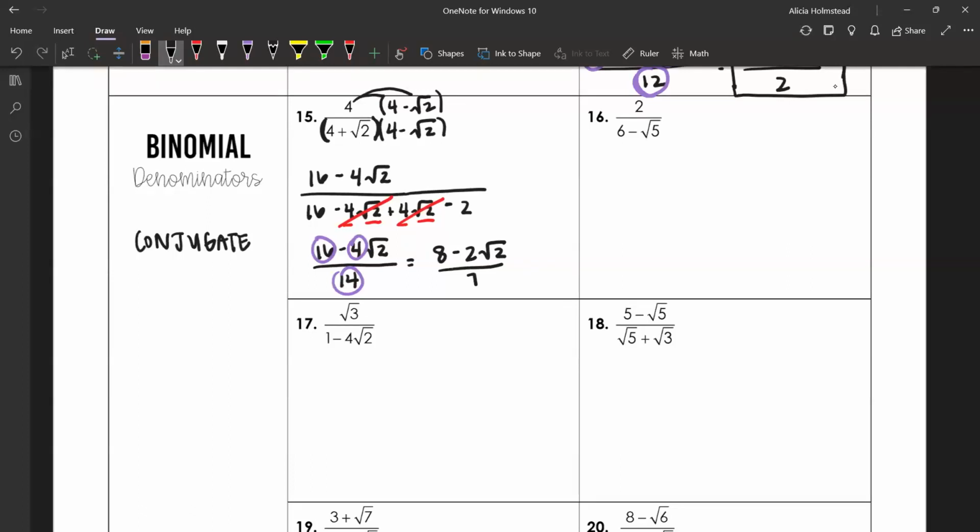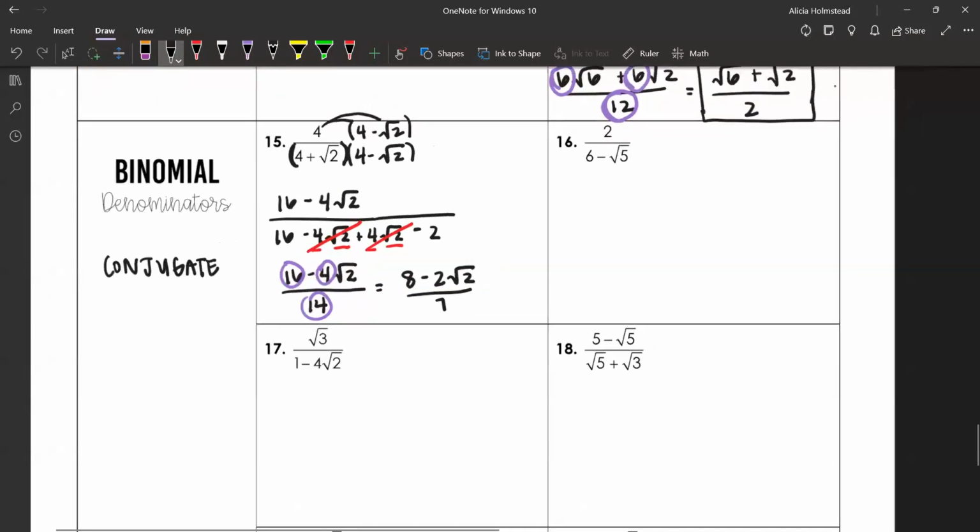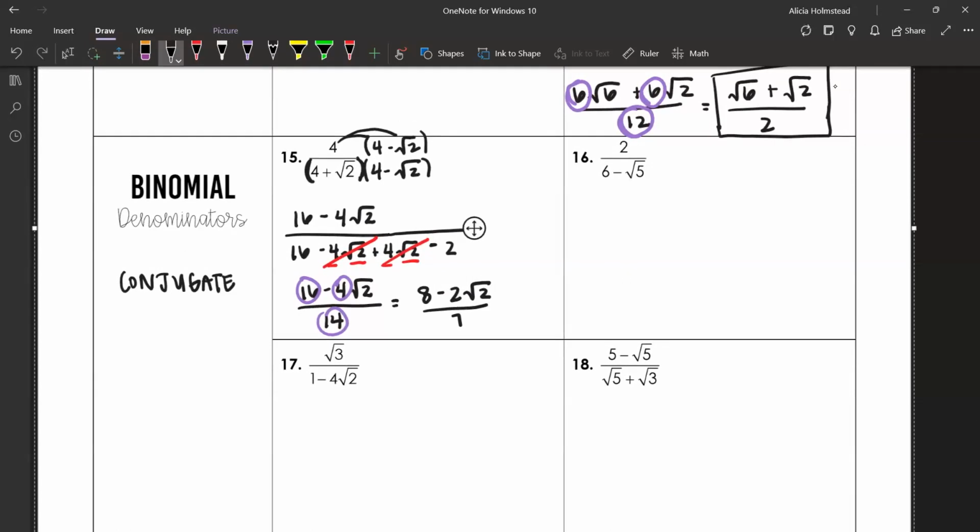Number 16 here. To get rid of the radical in the denominator, we gotta multiply by the conjugate, which is 6 plus the square root of 5. Be careful to distribute appropriately. So on the top, 2 times 6 is 12. 2 times the square root of 5 is 2 square root of 5. On the bottom, 6 times 6 is 36. 6 times the square root of 5 is 6 square root of 5.